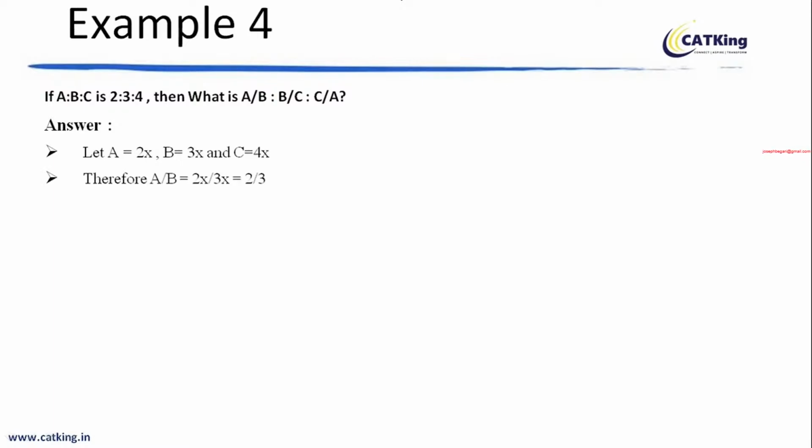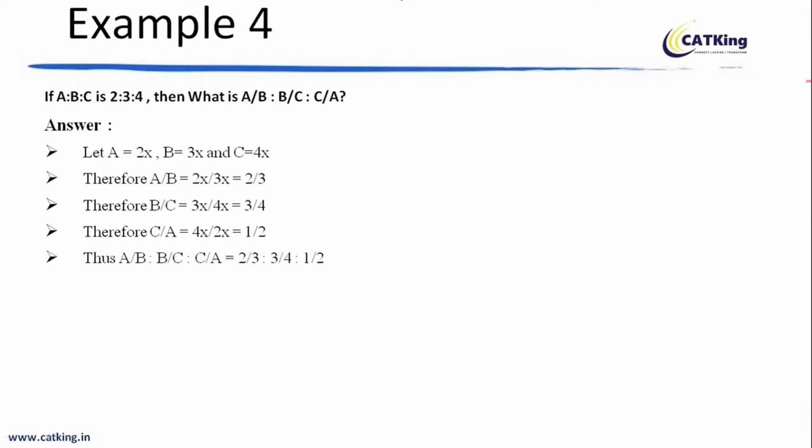Alright. Therefore A upon B becomes 2x by 3x, which is equal to 2 by 3. B by C is equal to 3x by 4x, which is 3 by 4. And C by A is equal to 4x by 2x, which is equal to 1 by 2. Alright. Let's move on. Thus, A upon B is to B upon C is to C upon A is equal to 2 by 3 is to 3 by 4 is to 1 by 2. Correct?